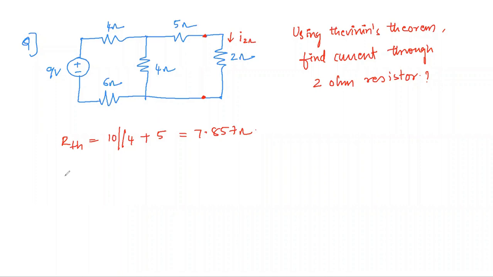And VTH, how to find VTH? We don't know the current anyway. If you remove this resistance, the 5 ohms is in an open circuit, so the current flowing through 5 ohms will be 0. And what happens to the voltage? Whatever the voltage across 4 ohms will be the voltage across the open circuit. That's it. So if you see, what is the voltage?